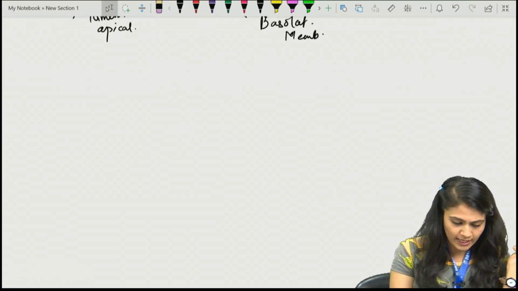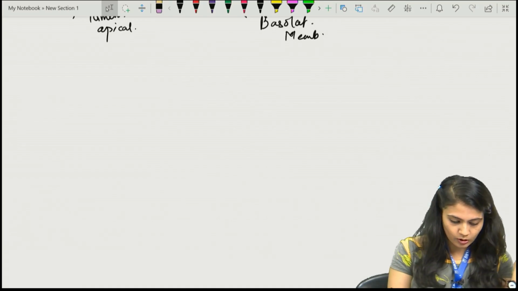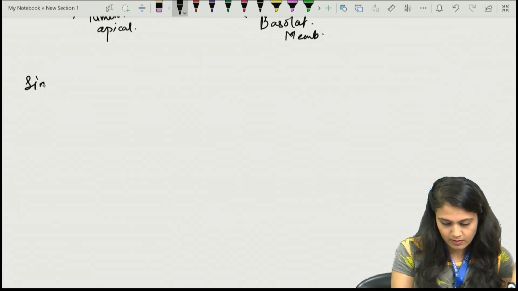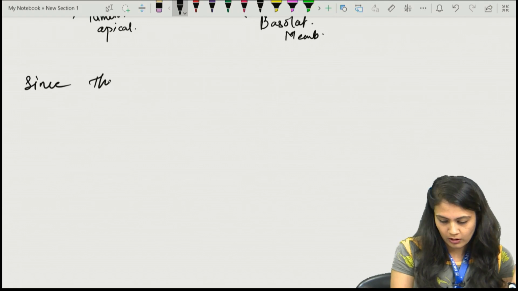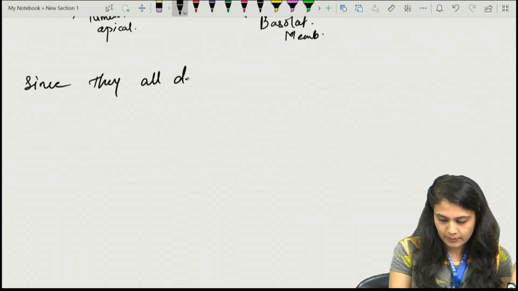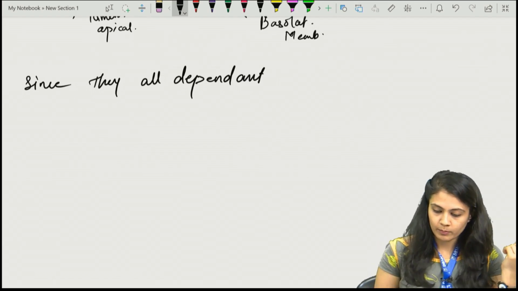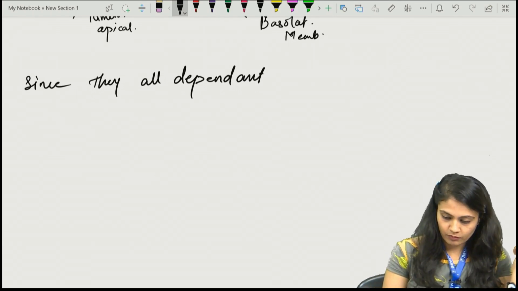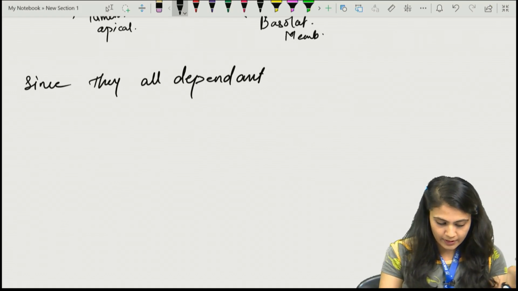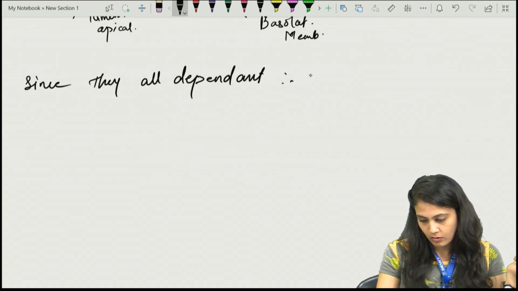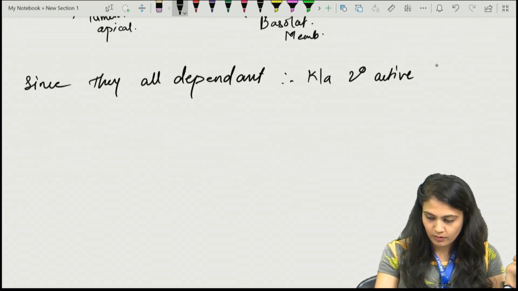So what can we write? They are present on the basolateral membrane, since they are all dependent on the sodium potassium pump, which is a universal pump. Since they are dependent, they are known as secondary active transport.